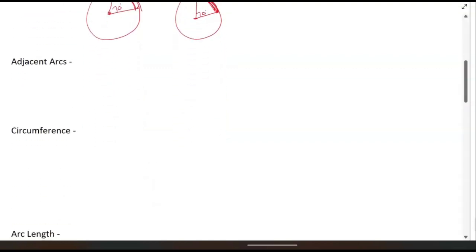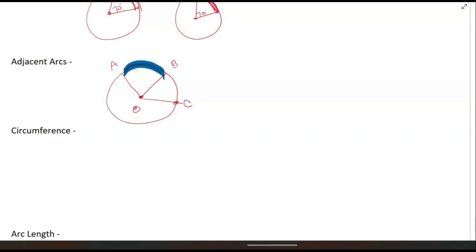Okay, and then adjacent arcs. Those are going to be arcs that are next to each other and they share a single point. So if this was A, B, C, and this was center O, this arc and this arc are adjacent.